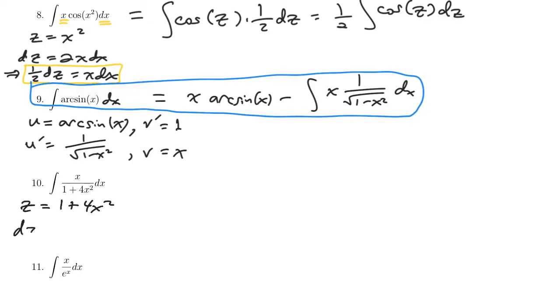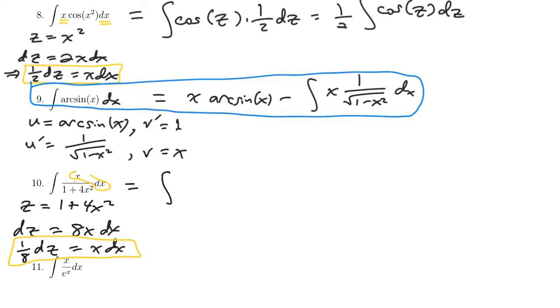So if z is 1 plus 4x squared, then dz is 8x dx, which means that in this integral, I would rewrite that 1/8 dz is equal to x dx. So that would be my form of the substitution, because I can see that there's an x dx right there in my integrand.